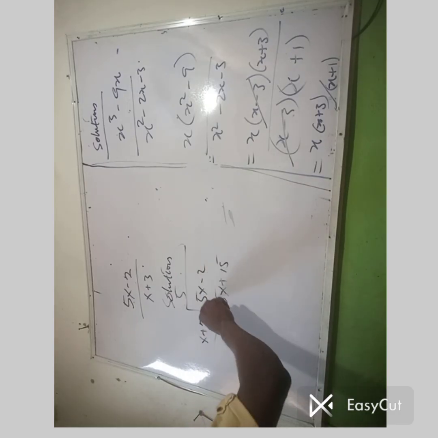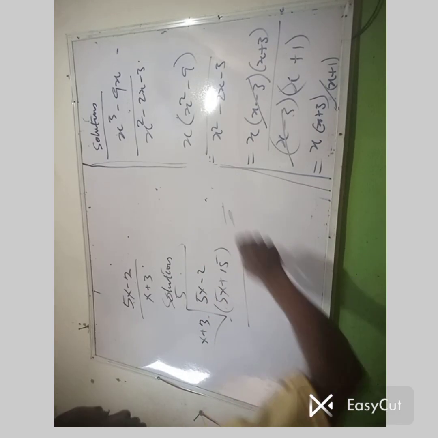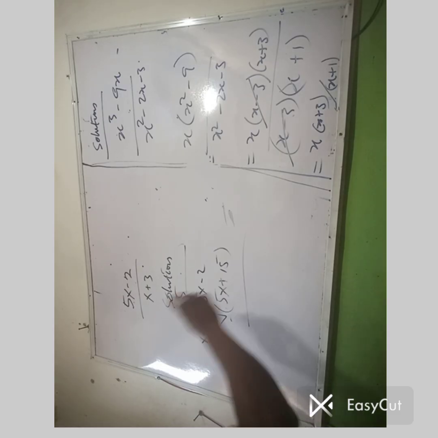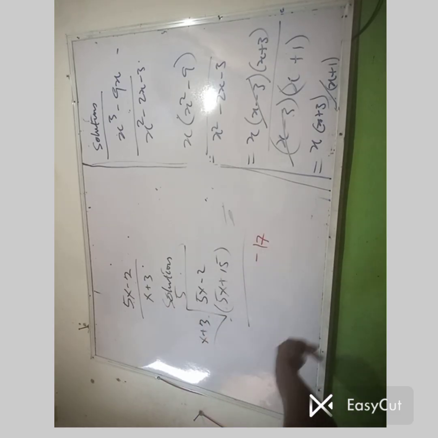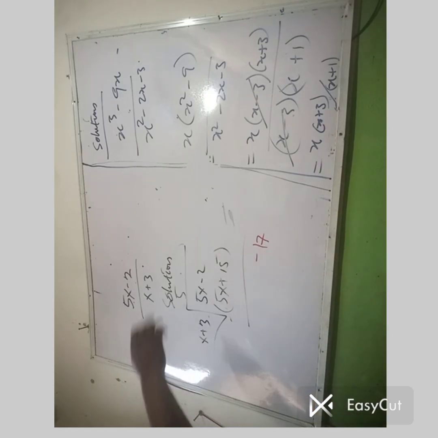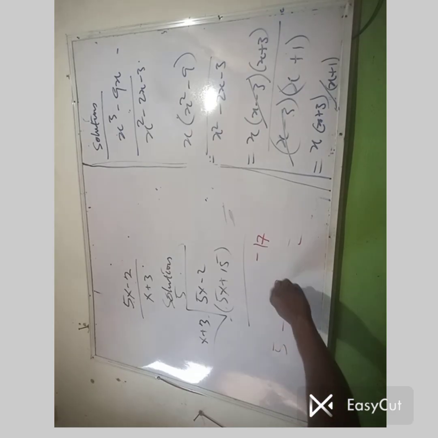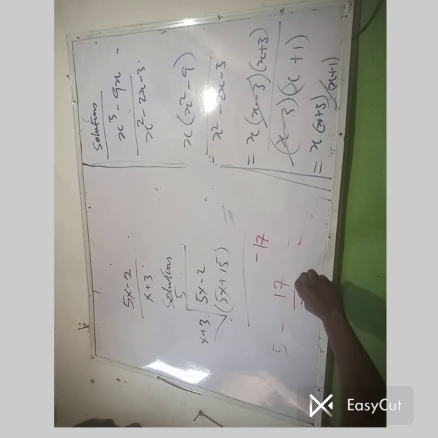Then you take this off again to subtract this. So then you have your balance. What you will definitely have here is going to be minus 17. So when you divide it by this, you are getting minus 17. So this is what you have. Very good. So finally you can write your answer as 5 minus 17 over x plus 3.